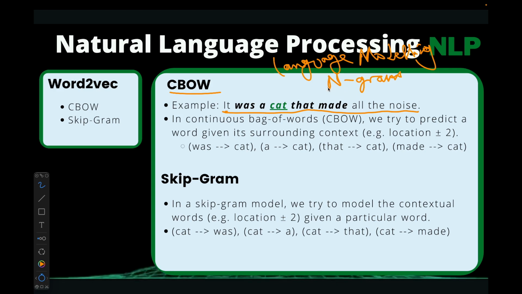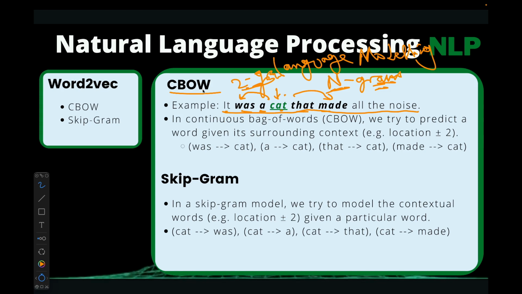N-gram means the number of grams: N is the number, and gram means grammar. Here we are considering 2-gram. We have bigram, trigram, and so on; you can have 2-gram, 3-gram, 4-gram, and so on. Here we are considering 2-gram, meaning we pick a focus word. Our focus word is cat, and we consider 2 words before the cat and 2 words after the cat. The 2 words before the cat are "it was" and the 2 words after the cat are "that" and "made".